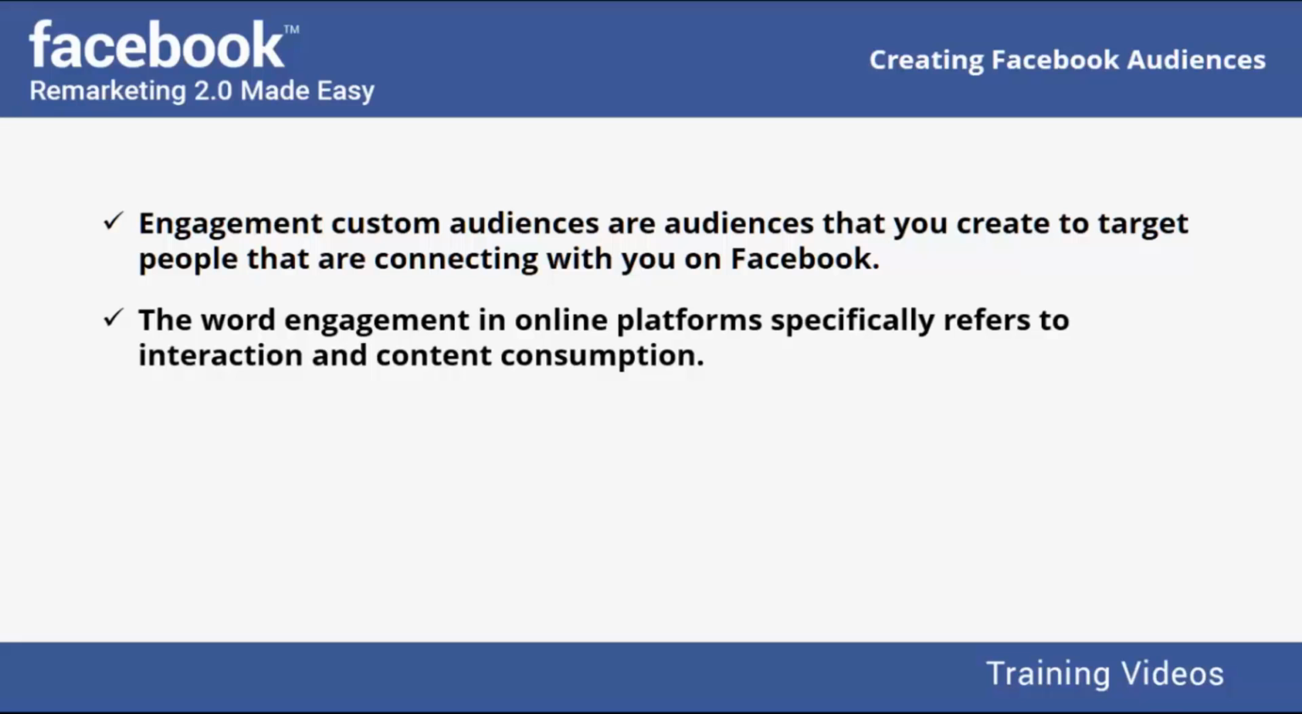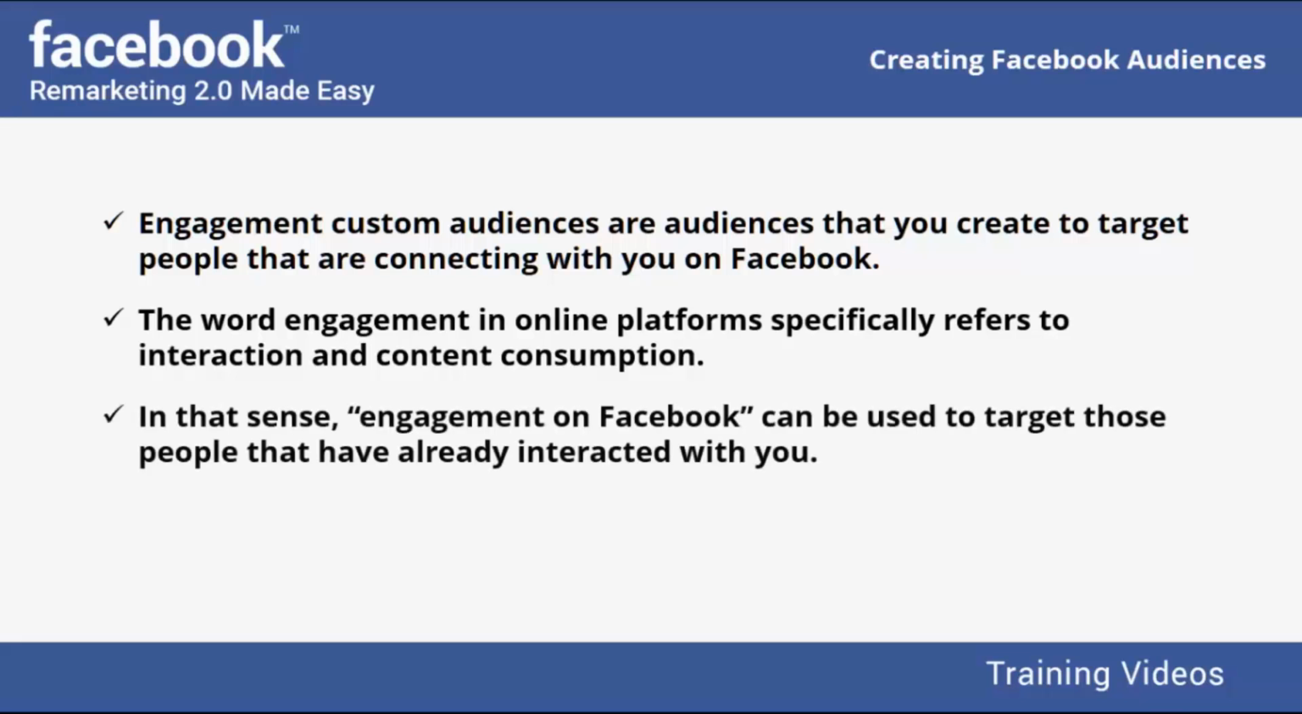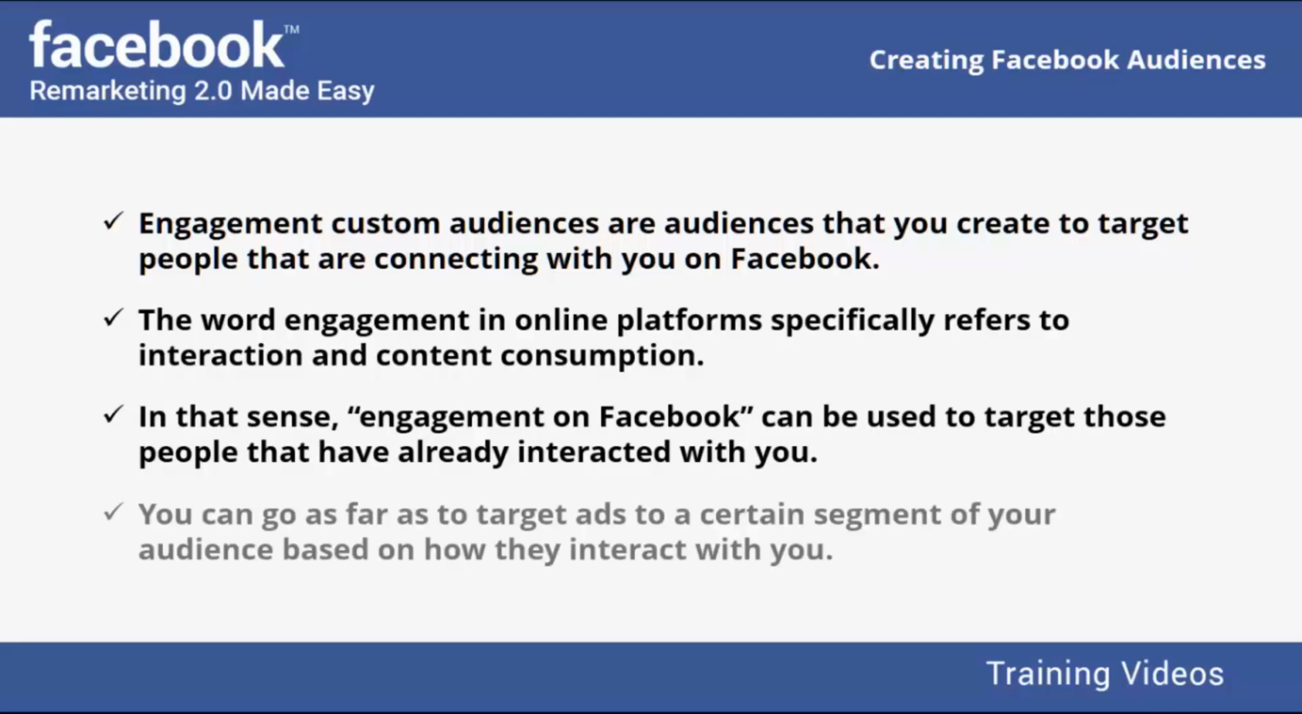For example, you can say that you engage your fans when they interact with your posts, when they comment on your publications, when they watch your videos, when they post something on your page, and even when they contact you. In that sense, engagement on Facebook can be used to target those people that have already interacted with you. You can go as far as to target ads to a certain segment of your audience based on how they interact with you.